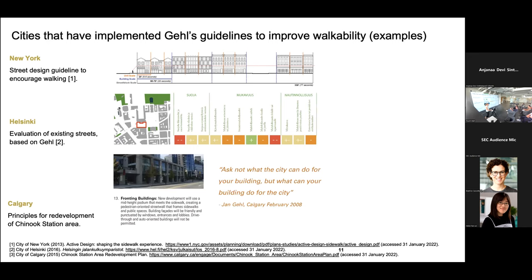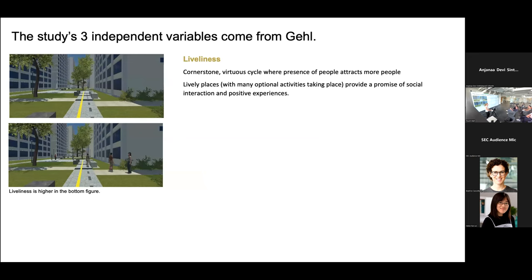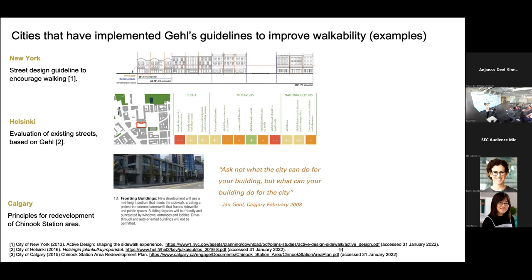And in Calgary, for example, they quoted Gehl and recommended these transparent facades and other things. And this setback building, so the building is low at the front and tall at the back in their plan for the Chinook station area. So these are just some examples, but there are also other examples from Copenhagen and Australia and several other places. So therefore, this is the reason why we used Gehl when we decided which urban design features to investigate in our study.